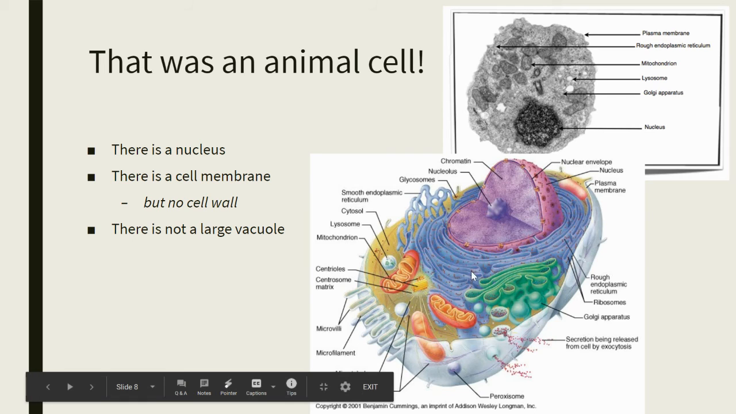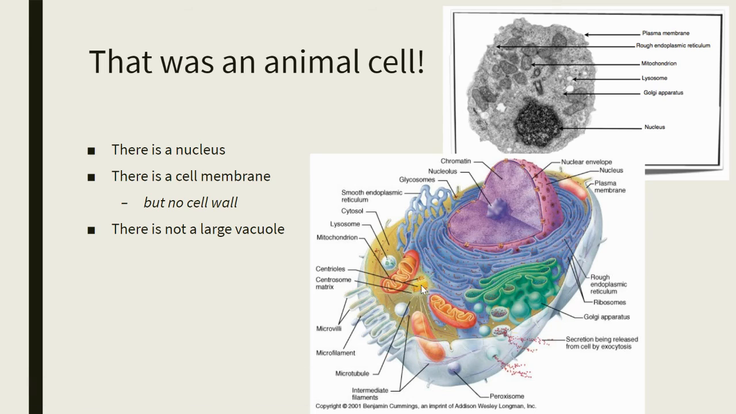And you'll notice there are no large vacuoles, but there are these things called centrioles that you're not going to see in other types of cells. And those centrioles will help with our process of cell division. So that's an animal cell.